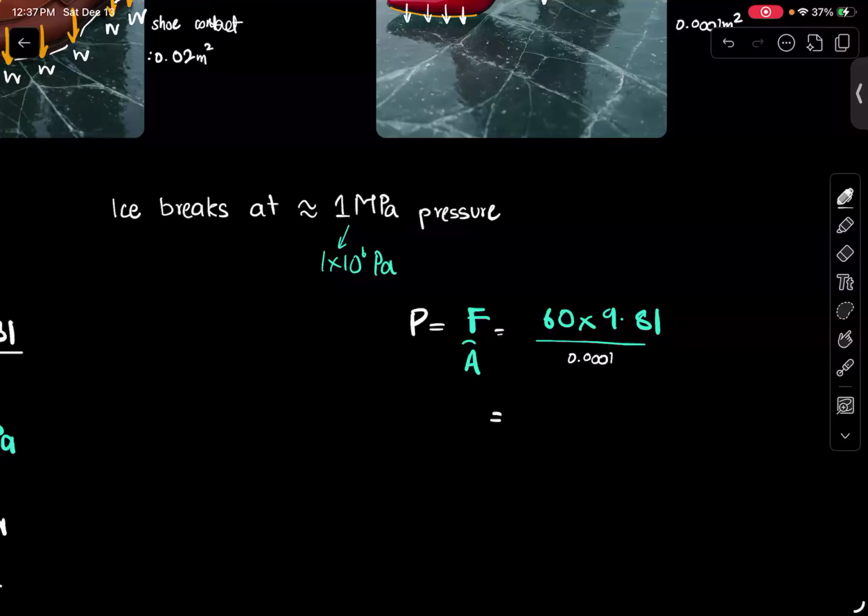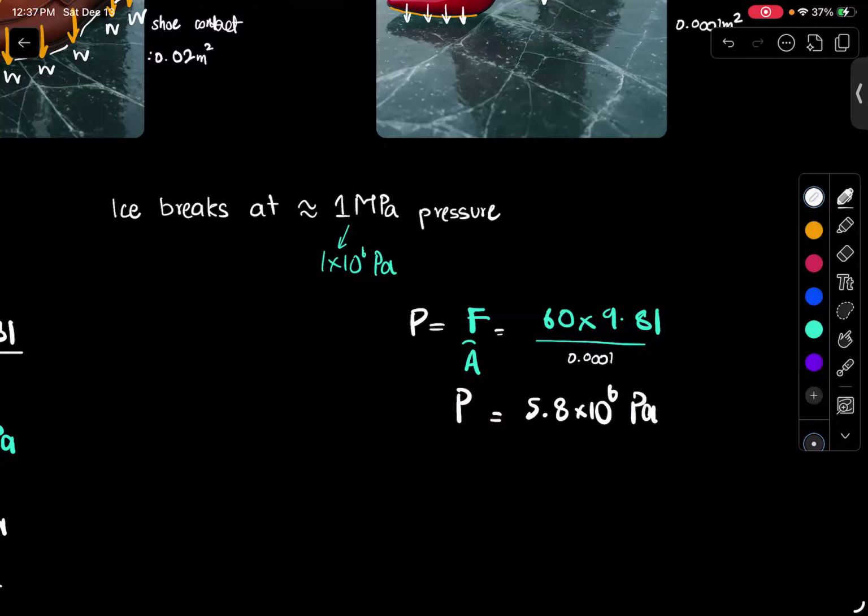Let's check what that is. So 60 into 9.81 divided by 0.00001. Okay, so clearly that turns out to be 5.8 into 10 raised to power 6 pascals. Now this is a really high pressure.